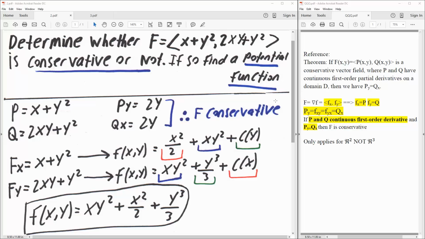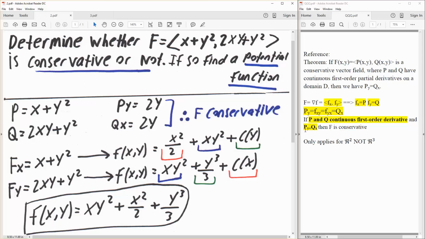So let's get started. We say our P would be x + y², this term, and our Q would be this term, 2xy + y². Then we take the partial derivative with respect to y for P, so we would get 2y because we treat x as a constant. And then we take the partial derivative with respect to x for Q, so we would get 2y because we're treating y as a constant, so this y would disappear. And since they're the same, we can conclude that it's conservative.